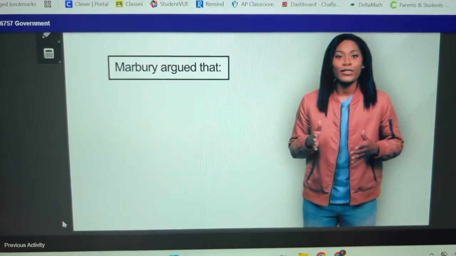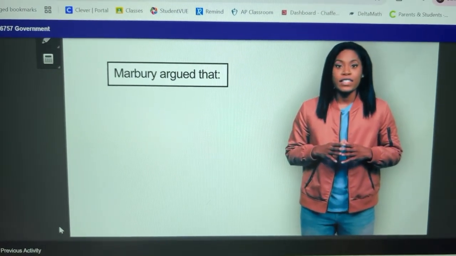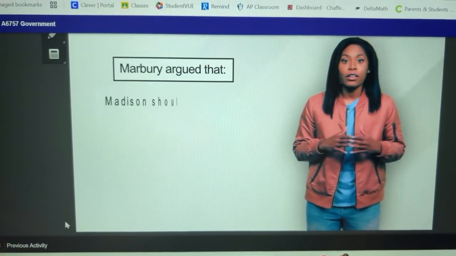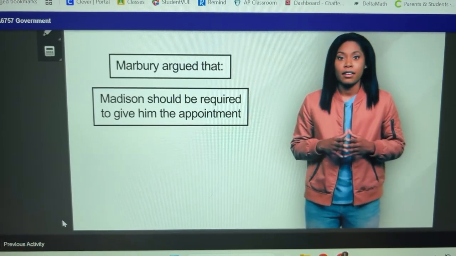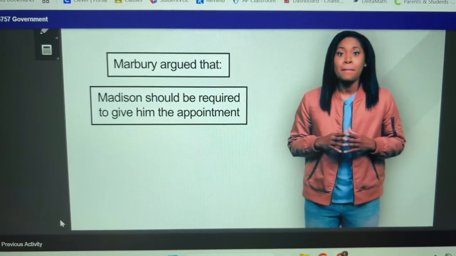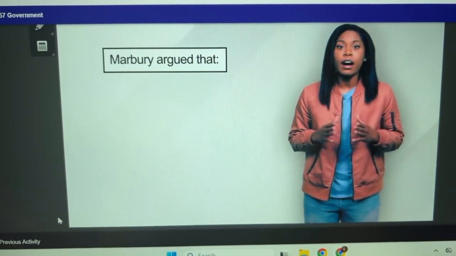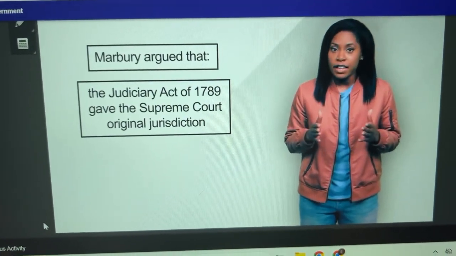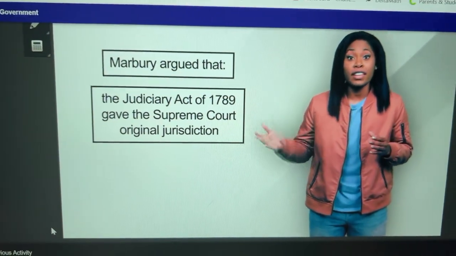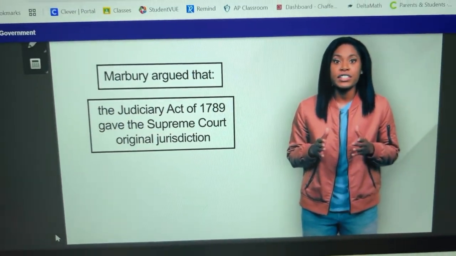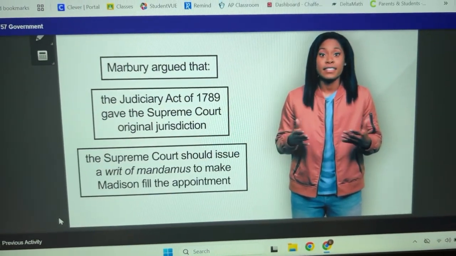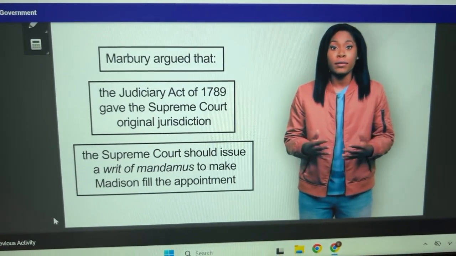Now, back to Marbury versus Madison. Remember that Marbury was refused his appointment as a judge? So he argued to the Supreme Court that Madison should be required to give him that appointment. He said, I was appointed, I want that job, Madison needs to give it to me. Marbury also argued that the Judiciary Act of 1789 gave the Supreme Court original jurisdiction over the case. And one part of this original jurisdiction is that they could issue what's called a writ of mandamus, which is basically a way of ordering Madison to fill the appointment.